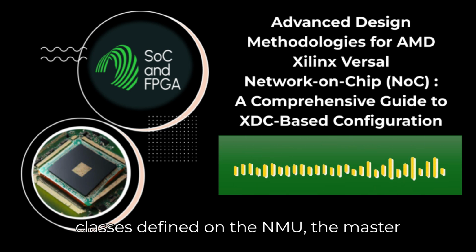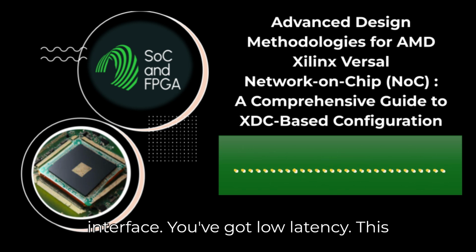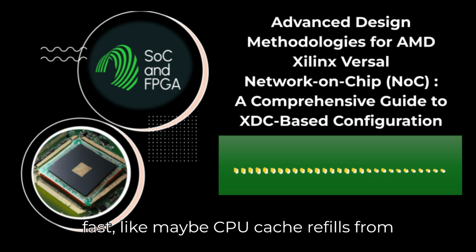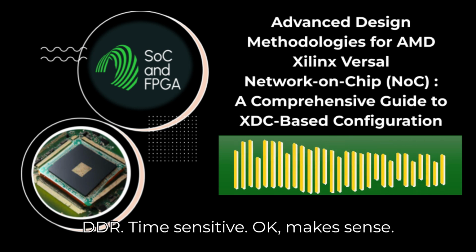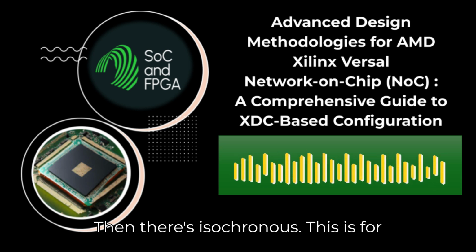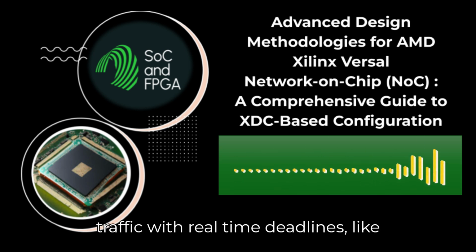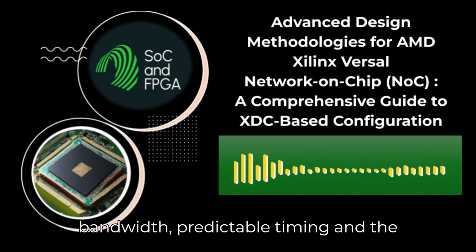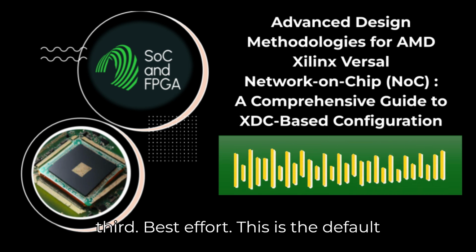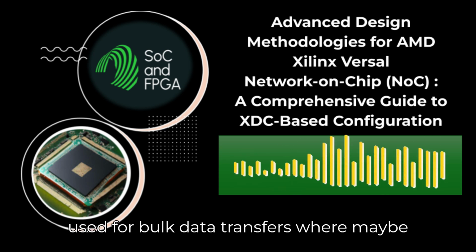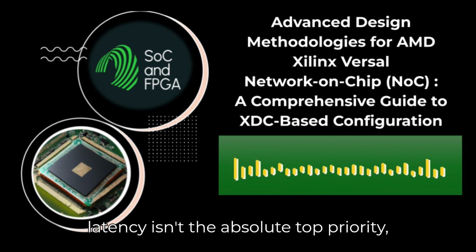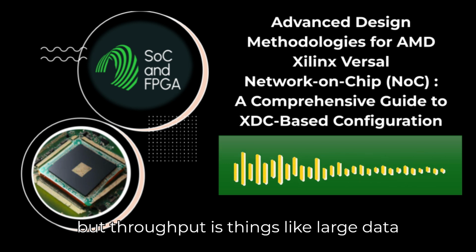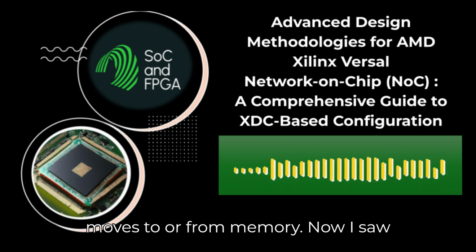There are 3 main classes defined on the NMU, the master interface. You've got low latency. This is for things that absolutely need to be fast, like maybe CPU cache refills from DDR. Time sensitive. Okay, makes sense. Then there's isochronous. This is for traffic with real-time deadlines, like maybe certain video streams. Guaranteed bandwidth, predictable timing. And the third. Best effort. This is the default, used for bulk data transfers where maybe latency isn't the absolute top priority, but throughput is. Things like large data moves to or from memory.